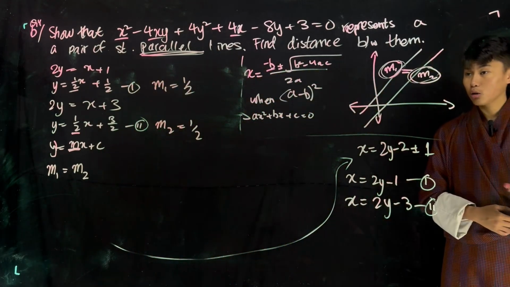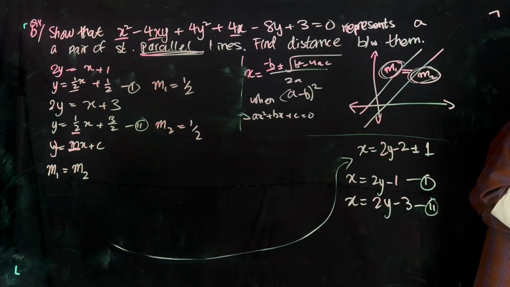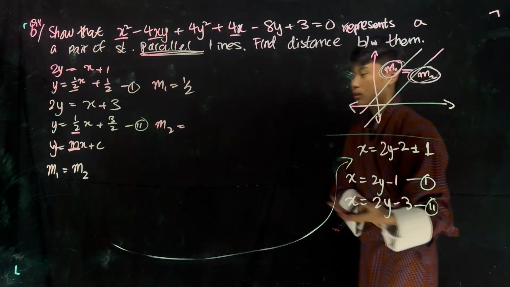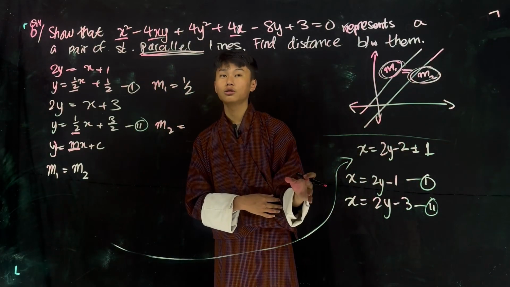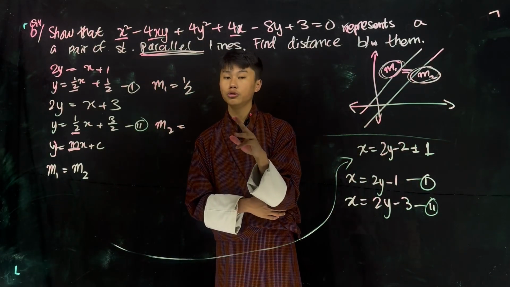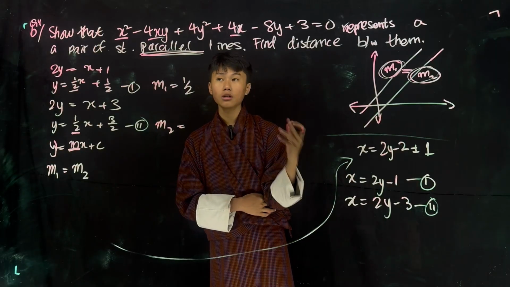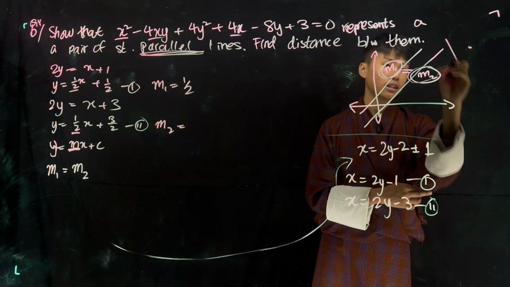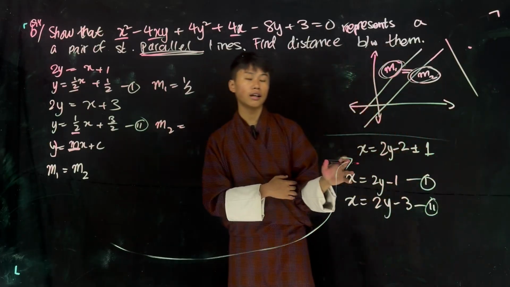So I hope you all understood this portion. Next, we also have to calculate the distance between the two parallel lines. Now, there's not really a direct method to calculate the distance between two lines, but what we can do is calculate the distance between a point and a line. We do have a formula for that.